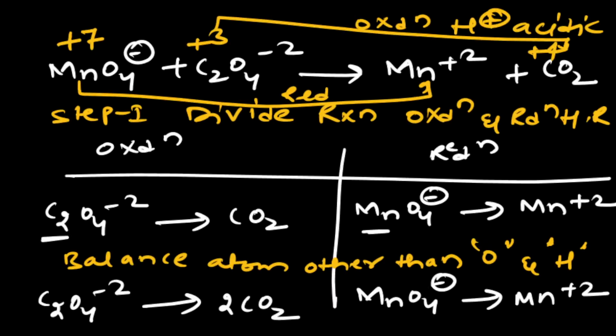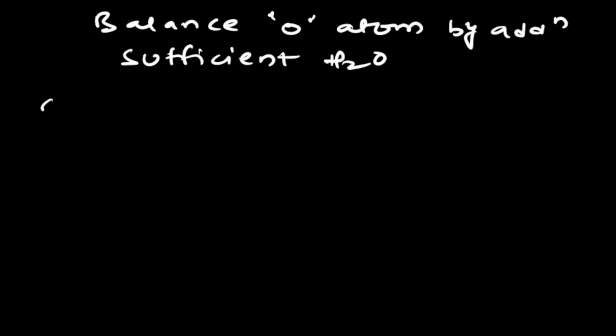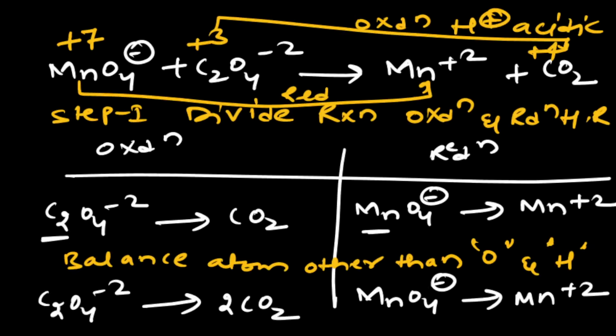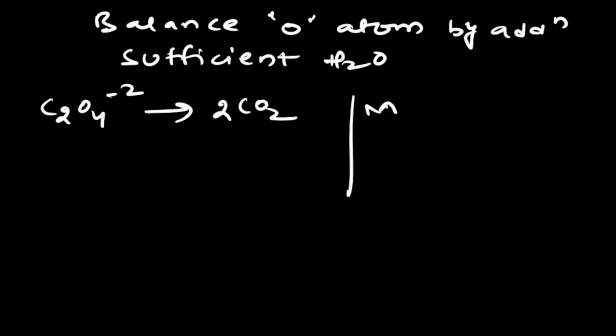Now you can see here, C2O4 2- gives rise to 2CO2. Next one: here MnO4- gives rise to Mn2+.